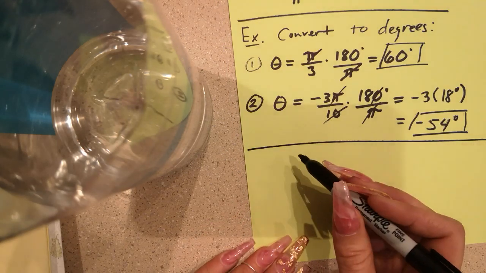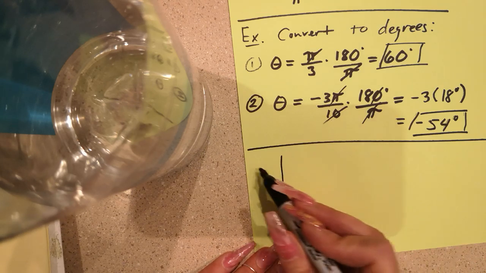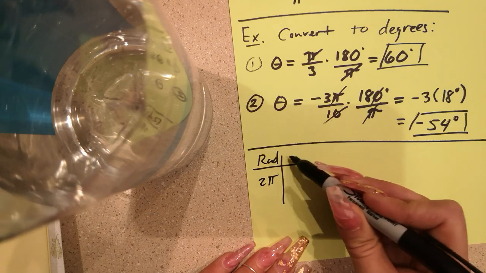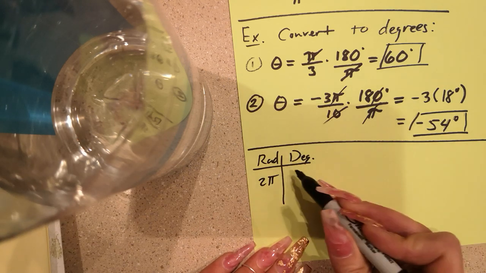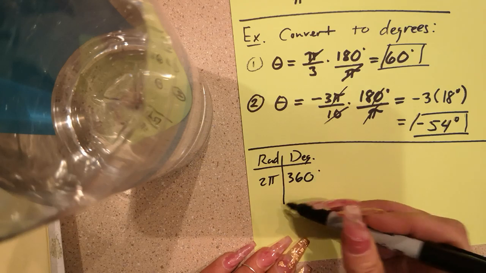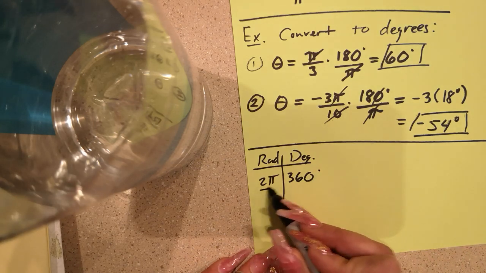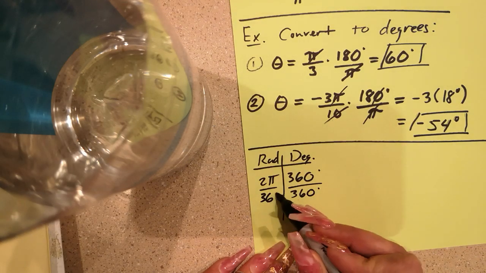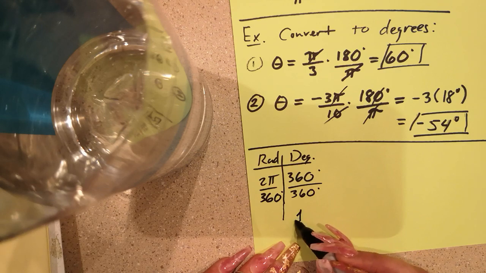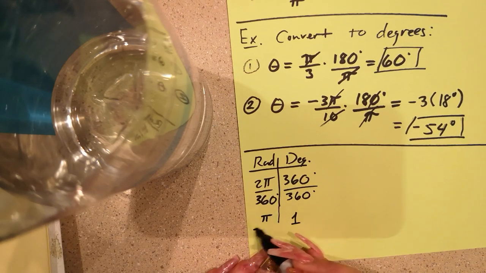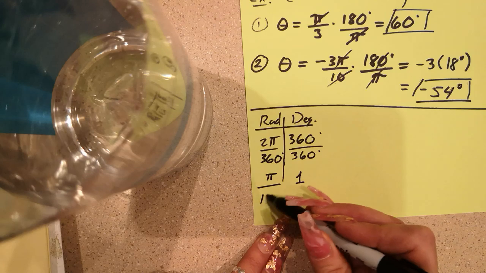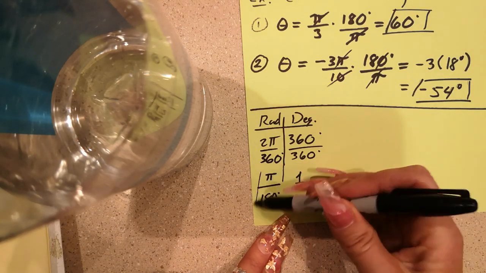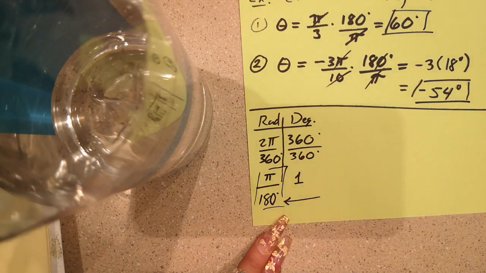So what about vice versa? Well, same idea. I know again that 2 pi radians corresponds with 360 degrees. So if I want to know what 1 degree corresponds with, this time I would divide by 360 degrees. So that leaves me with a conversion factor this time of pi over 180 degrees.